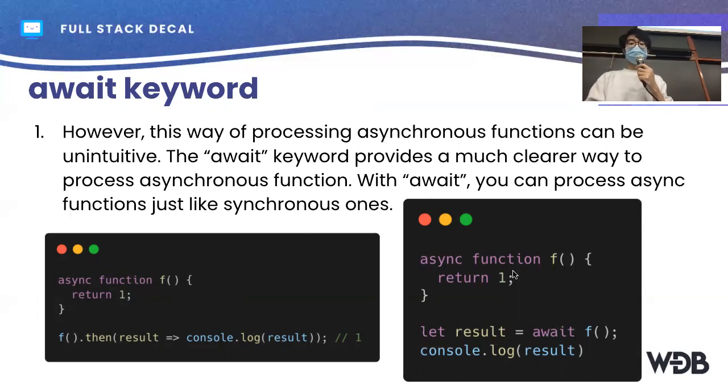So as you can see, this is very much like how we would usually write. If we get rid of async, if we get rid of await, it will just be like function f, and then we call it here. This all makes sense, right? So await essentially converts asynchronous functions to synchronous ones, and it's just a much clearer way to write it.